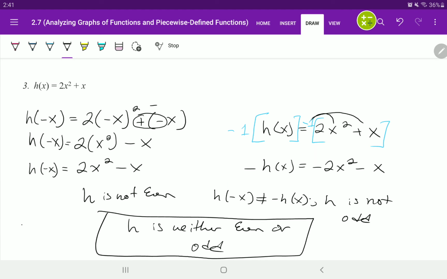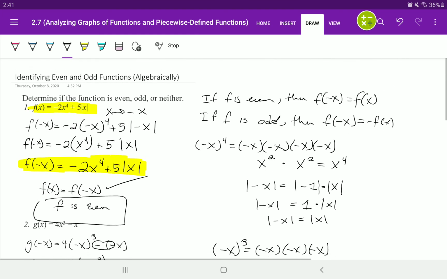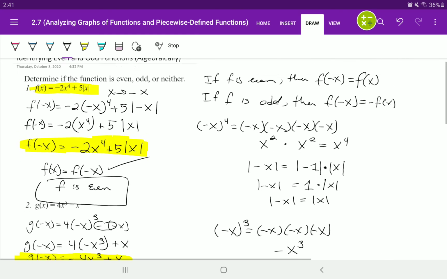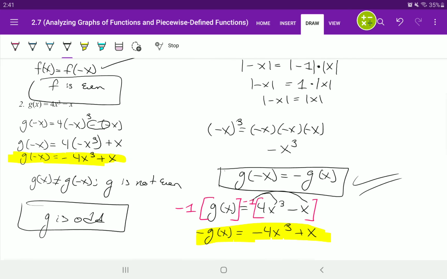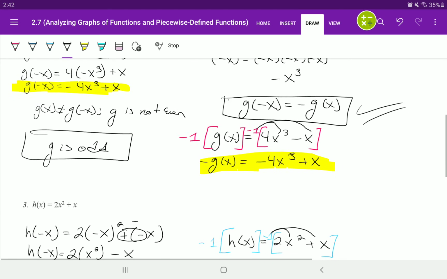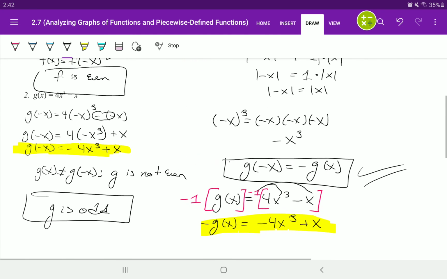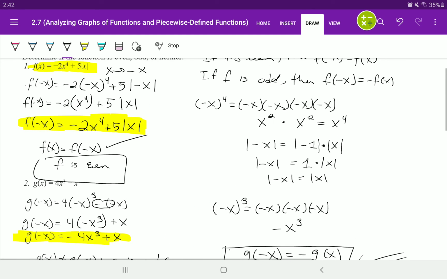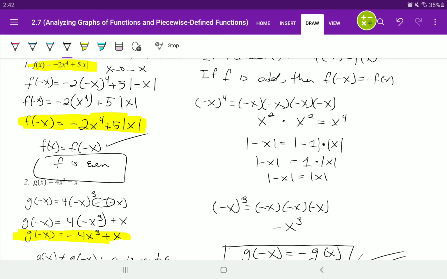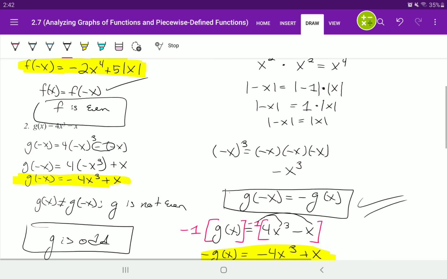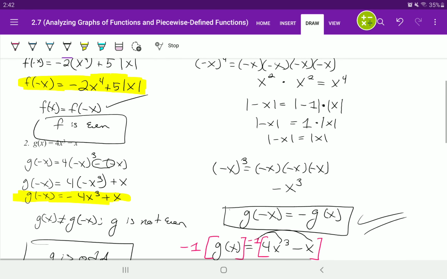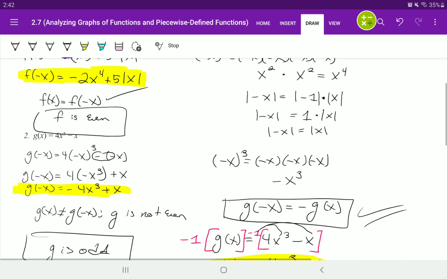And that is the answer to number 3. So, number 1, the function is an even function. Number 2, the function is an odd function. Number 3, the function is neither even nor odd. When it comes to polynomials, if a polynomial has all even exponents, the function is even. Take that down and put it in your notes. If all the exponents on the polynomial function are even, then the function is even.